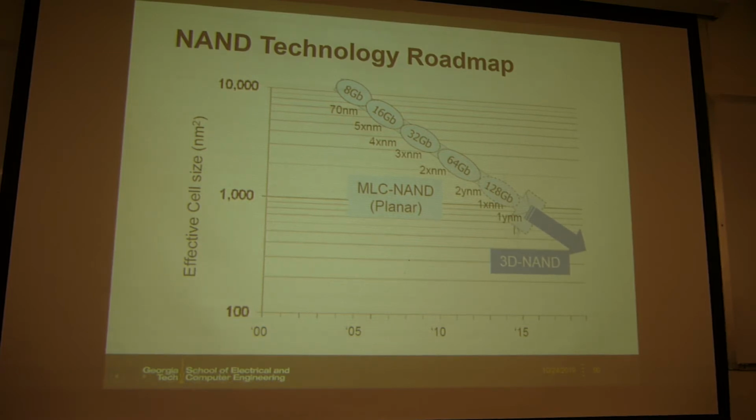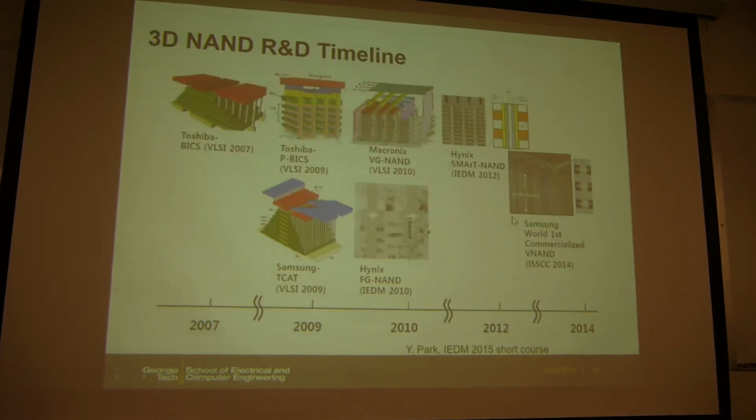And then after we enter the 1y node or 1z node, around 15 nanometer, 14 nanometer, we face significant challenges in the scaling, as we discussed before, due to the cell coupling and the limited number of electrons. So the scaling is really difficult. And then the 3D NAND emerged at that time, around 2014 or 15. So let's look at the 3D NAND timeline.